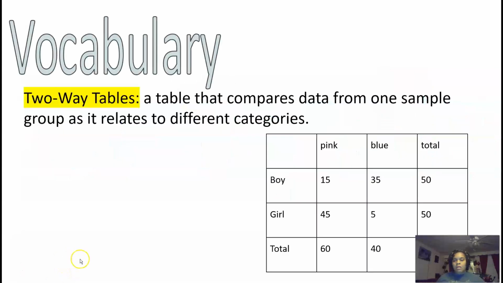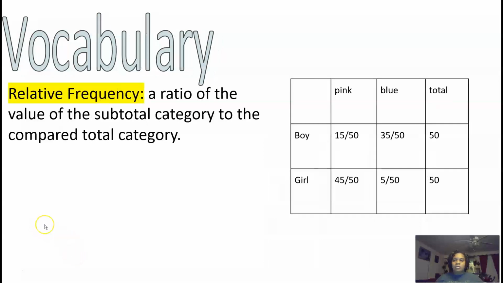Okay. So just some vocabulary words. A two-way table is a table that compares data from one sample group as it relates to a different category. Relative frequency is a ratio of the value of a subtotal category to the compared and total category.